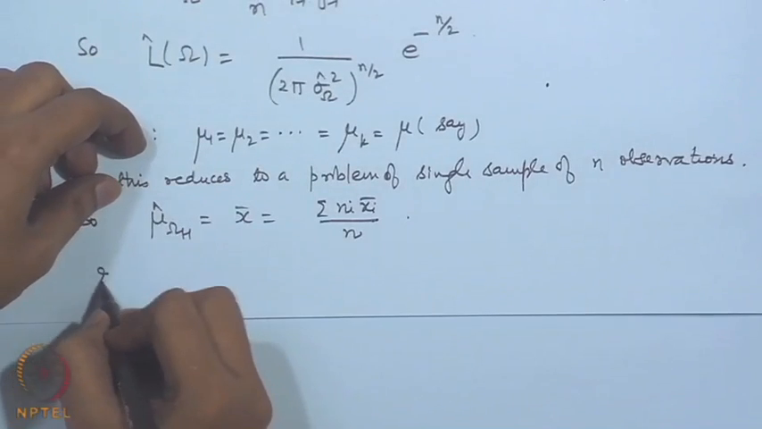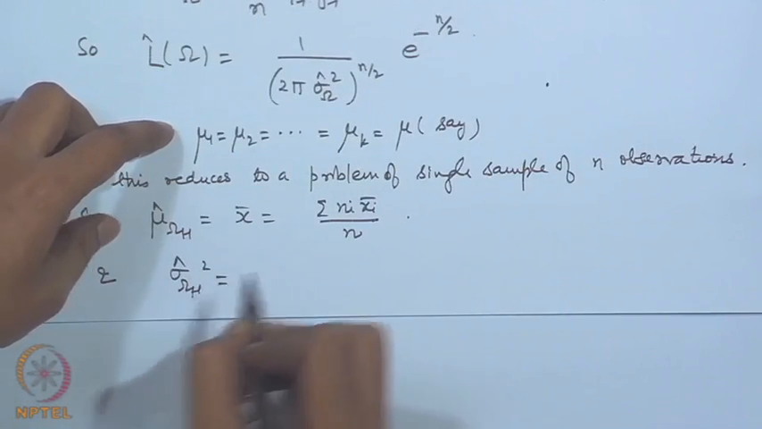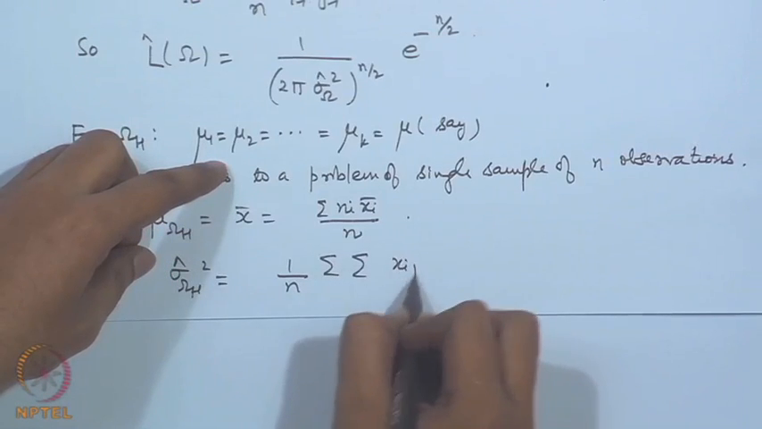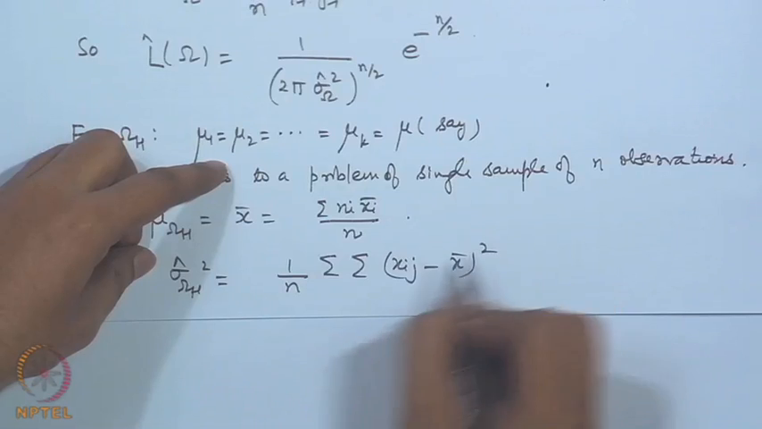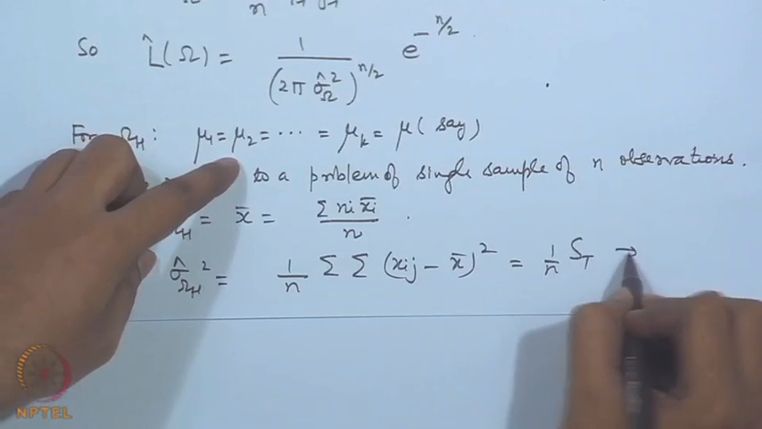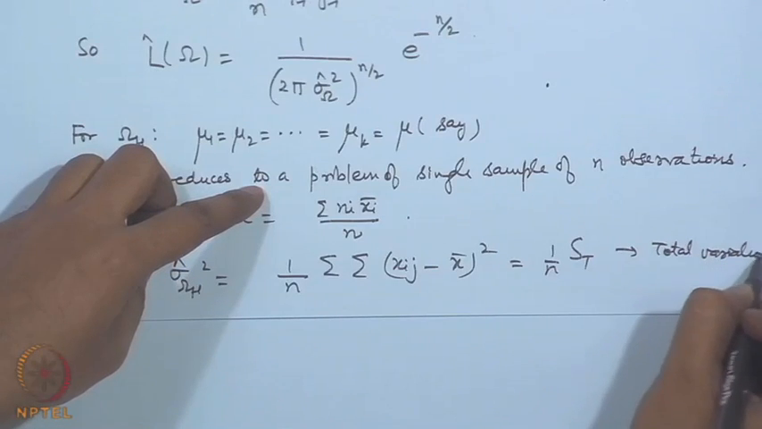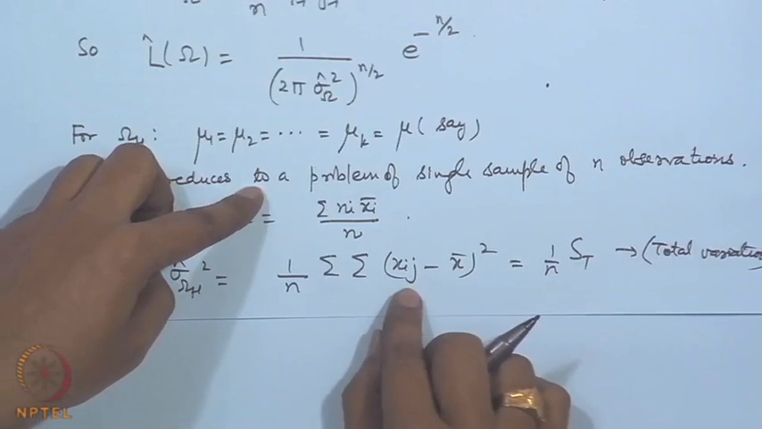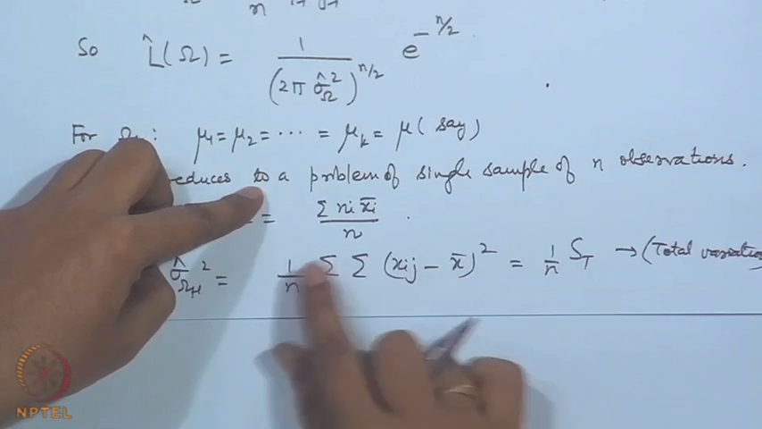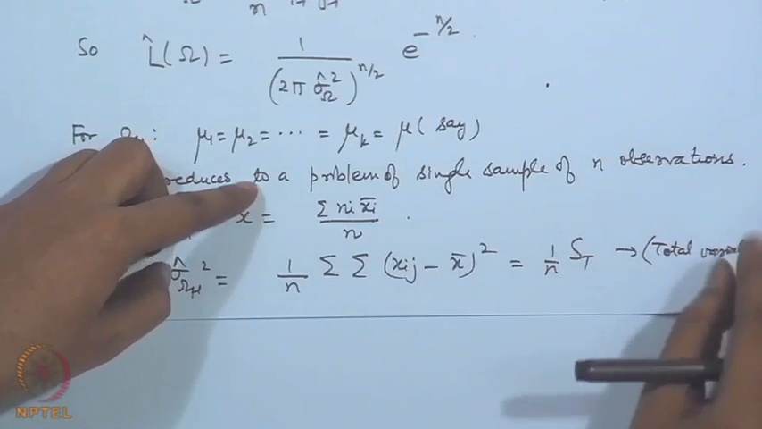and sigma omega_H hat square will become equal to 1 by n sigma (x_ij minus x bar) square, which I call as 1 by n S_t, that is the total variation, okay? Because I am considering the difference of each unit from the grand mean, and then I am taking the sum of squares here. This is the total variation.